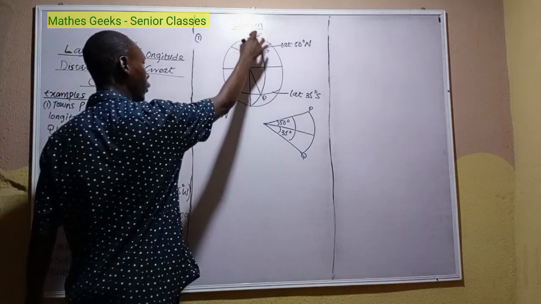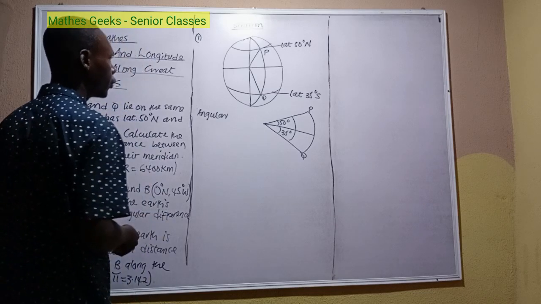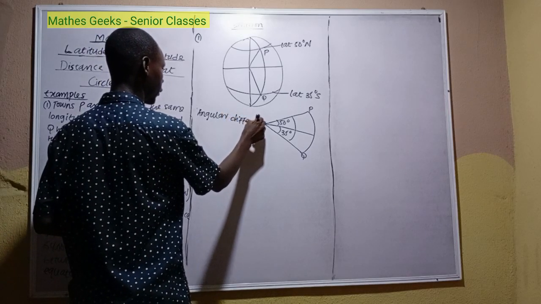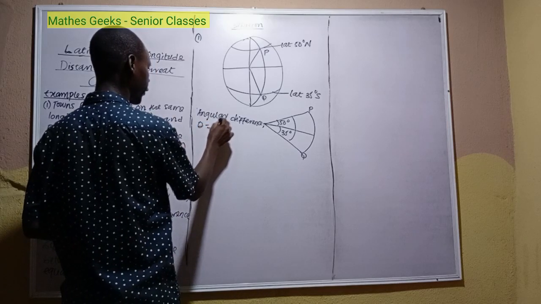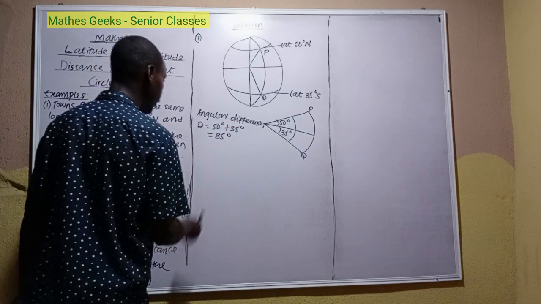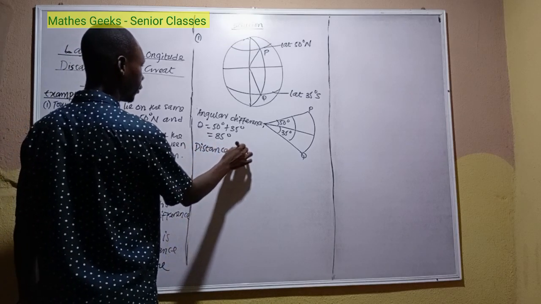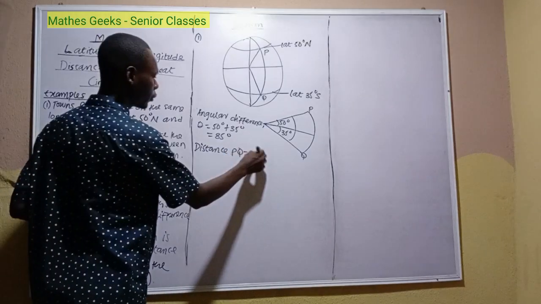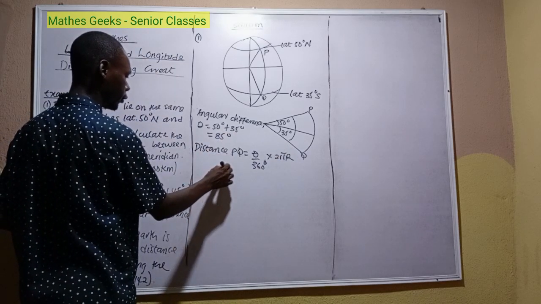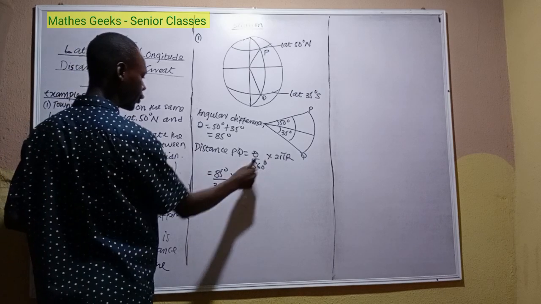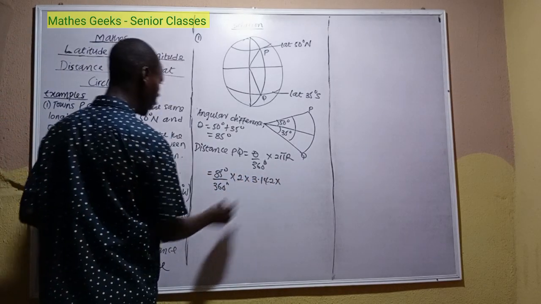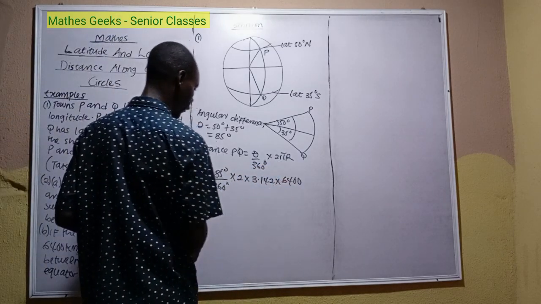So along the meridian means the distance between P and Q on the line of longitude. So that implies a great circle. So angular difference theta is equal to 50 degrees plus 35 degrees, and that will give us 85 degrees. So the distance between P and Q is equal to theta over 360 degrees times 2 pi r. So theta is 85 degrees over 360 degrees times 2 pi. From our question, take pi as 3.142, and r is 6,400 kilometers.